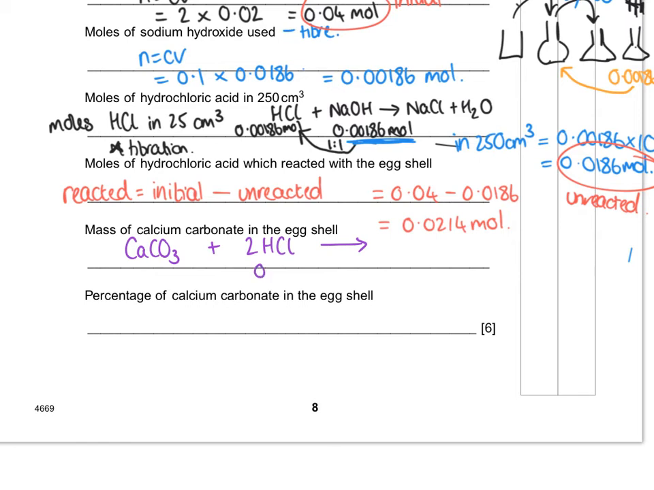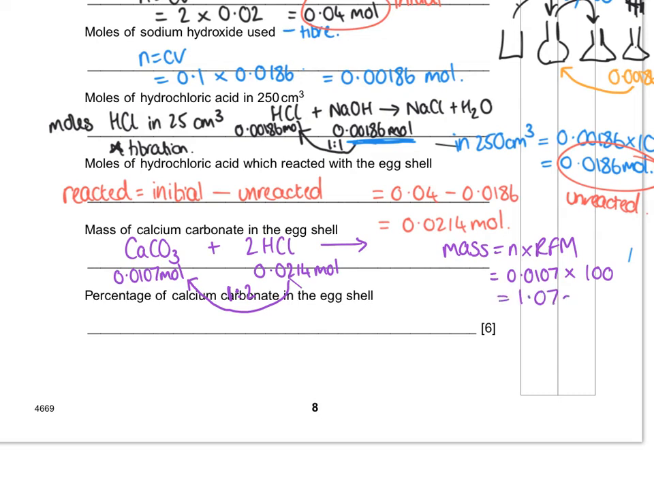So we worked out that our moles of reacted acid are 0.0214 moles. I need to work out the number of moles of calcium carbonate first. And we can see that that's a 2-to-1 ratio. So I need to divide that number by 2, which is 0.0107 moles. And from that then I can get my mass by using the equation mass equals n times RFM. Number of moles is 0.0107, RFM is 100, so my mass is 1.07 grams.